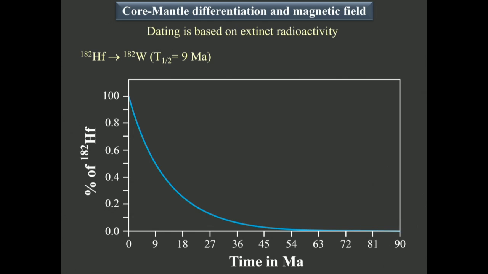Looking at this curve, you can see that at about 60 million years, there is no more hafnium in the system. So we can use this kind of technique only for dating events that took place very early, less than 60 million years after the beginning of accretion of the Earth.